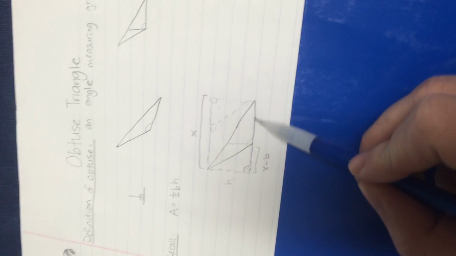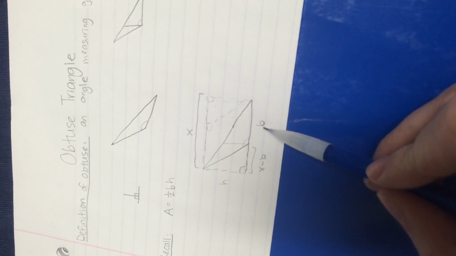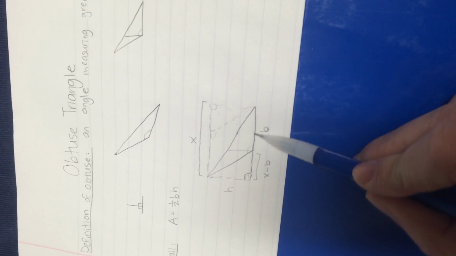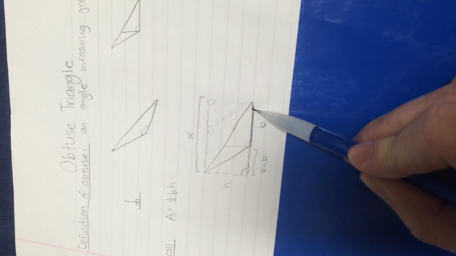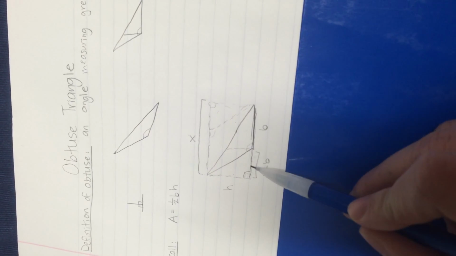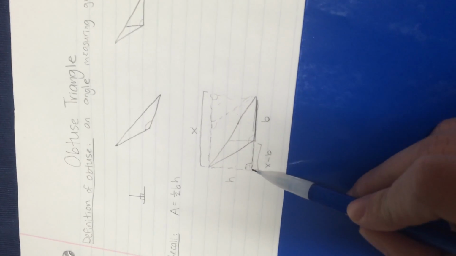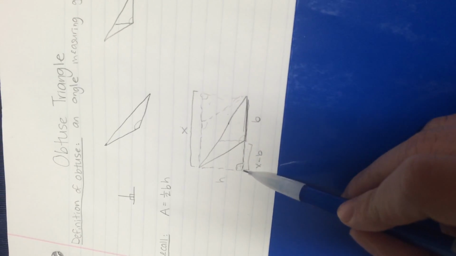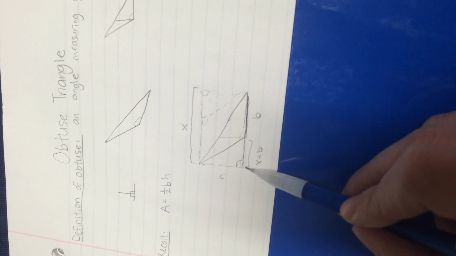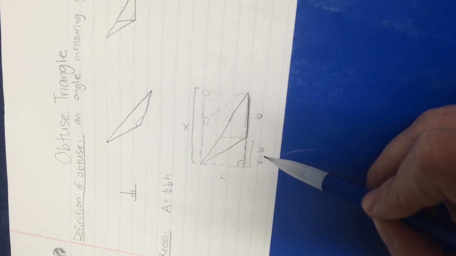This bottom one though is split up a little bit because we have base right here, measures just this. And we need to know how big this is. So right here, this is called x minus b. So we have the whole x, but we're taking away the b. So just this little chunk is x minus b.